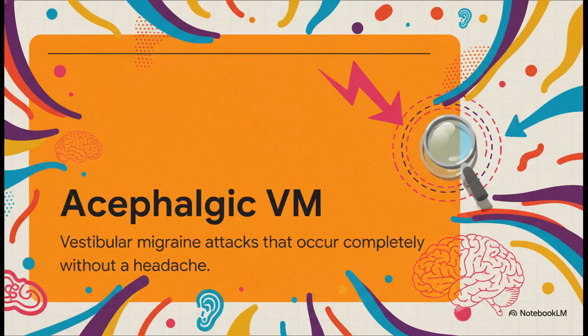Now, here is the biggest hurdle we face in practice: the acephalgic problem. This refers to vestibular migraine attacks that occur completely without a headache. And I really cannot stress this enough. The absence of a headache during the vertigo attack is the number one reason this diagnosis is missed or mislabeled. Sure, vestibular symptoms and headaches can happen at the exact same time, but they can also be sequential or just entirely dissociated in time. No headache doesn't mean no migraine.